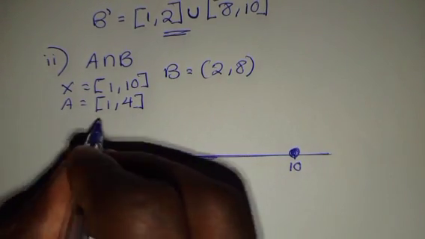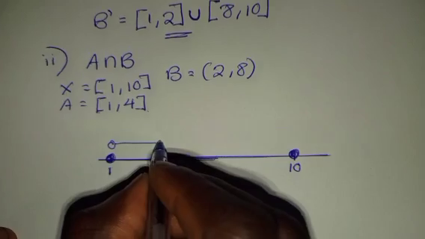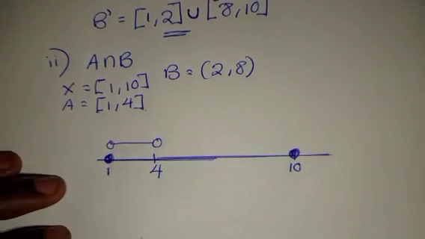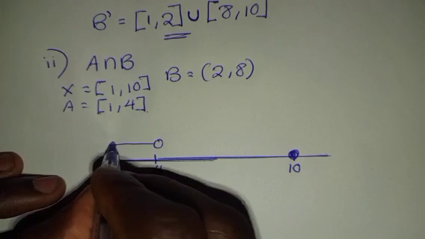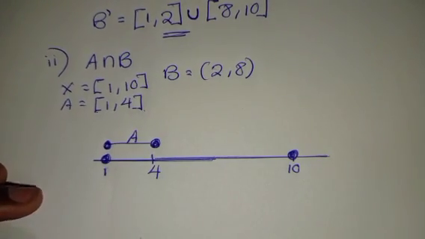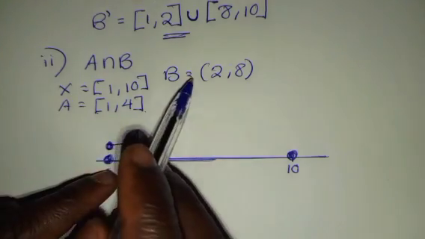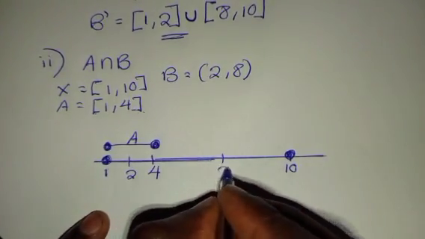So we are having A. Remember, these are the brackets, so which means A starts from there all the way to where 4 is. So which means, then remember the brackets, so we are having our A to be a closed interval. So this is our A. Then you will go to your B. Your B starts on 2, ending on what? 8.